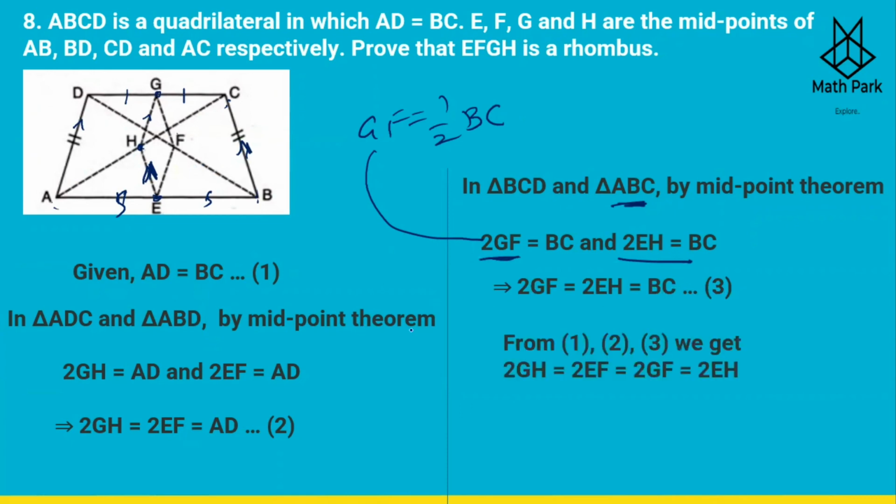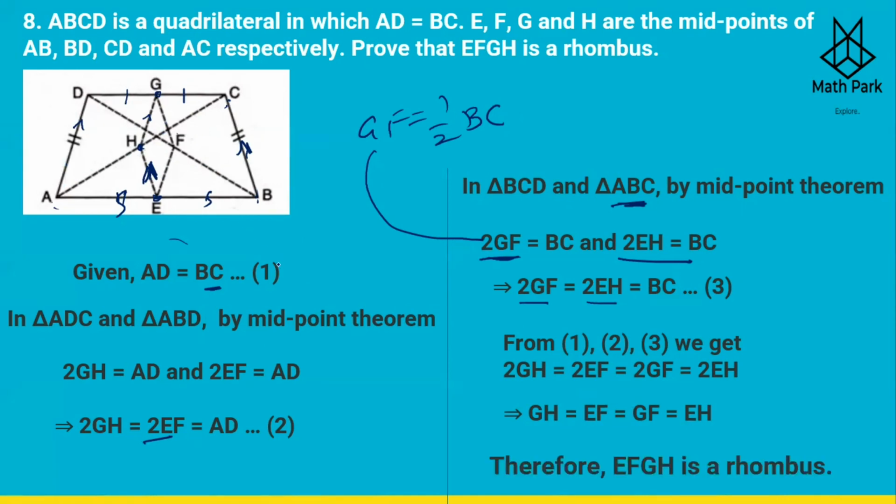So what do you understand from these three equations? You get 2GH is equal to 2EH is equal to 2EF. GH is equal to EF, right? So we get all these four parts equal from equations 1, 2 and 3. Why? Because all of those are equal to AD and BC, and since AD and BC are equal, we get these parts equal. So this is how you get GH is equal to EF is equal to GF is equal to EH. So all the sides of the quadrilateral are equal and therefore EFGH is a rhombus. Got it?